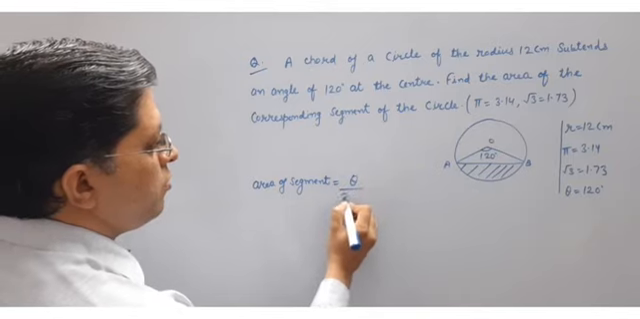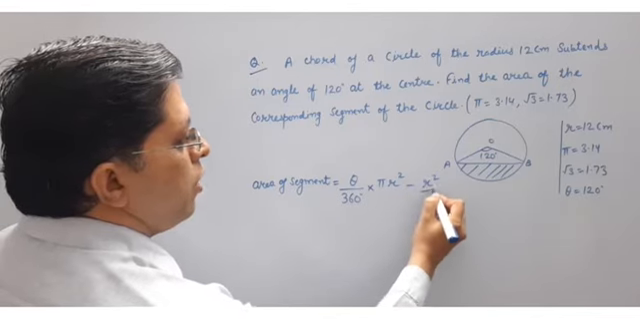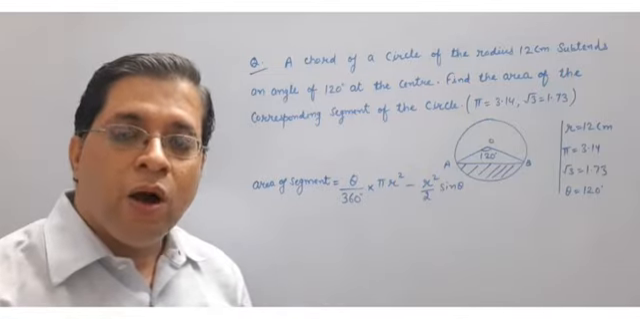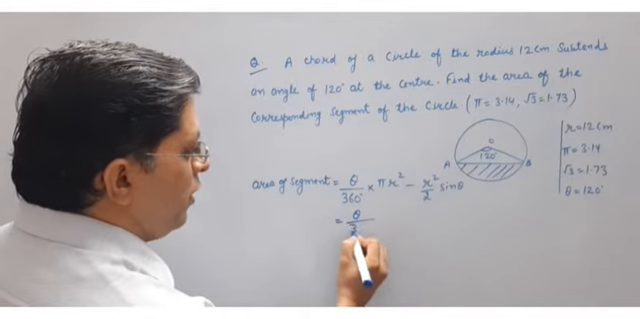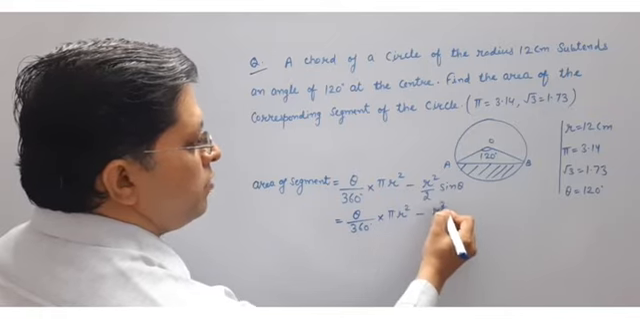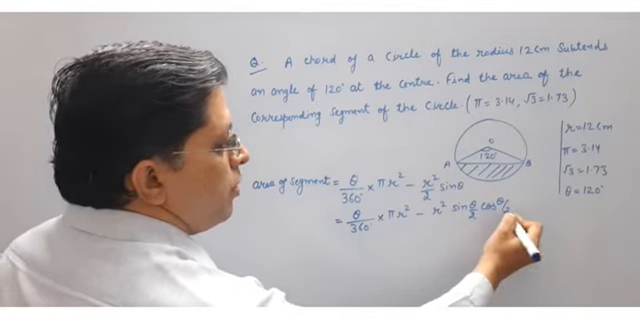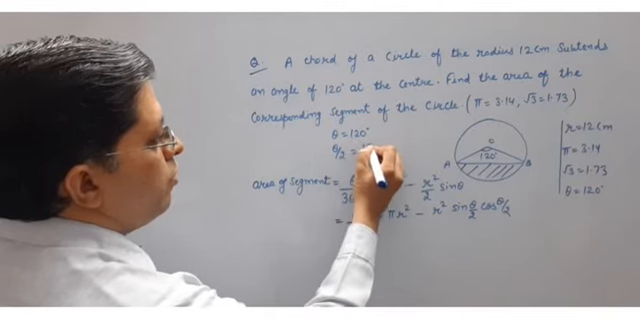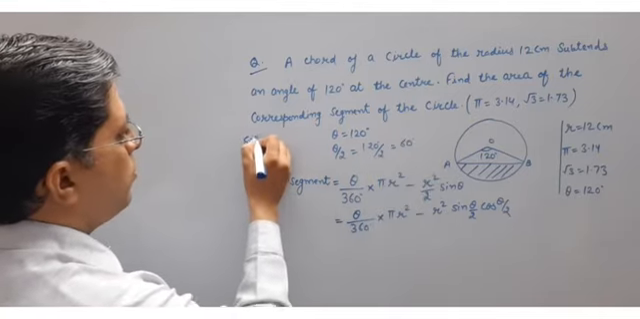Theta upon 360 degree into pi r square minus r square upon 2 sin theta. But here theta is 120. How can we get it? One more formula we have. You can convert it in this way: theta upon 360 degree into pi r square minus r square sin theta by 2 cos theta by 2. Theta is 120 degree, then theta by 2 means what? 120 degree upon 2. This will be 60 degree.